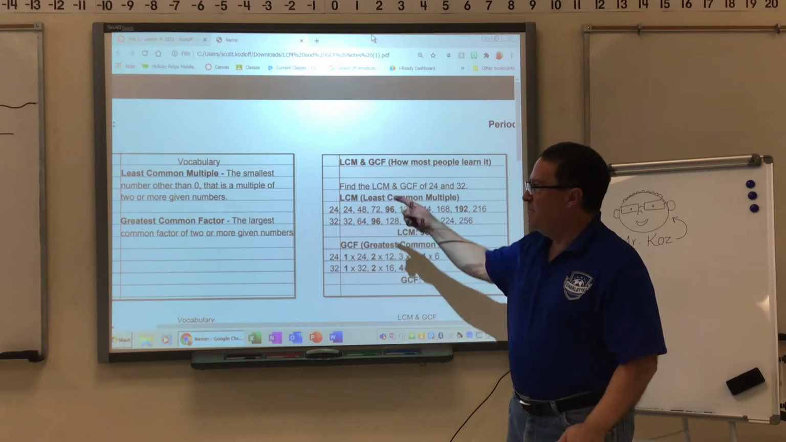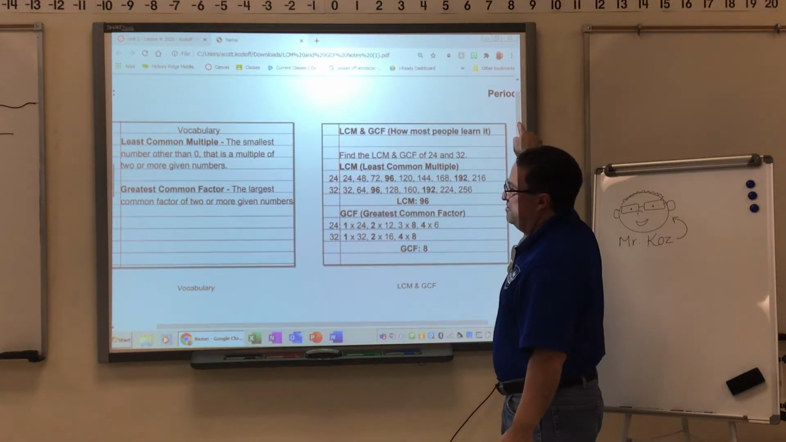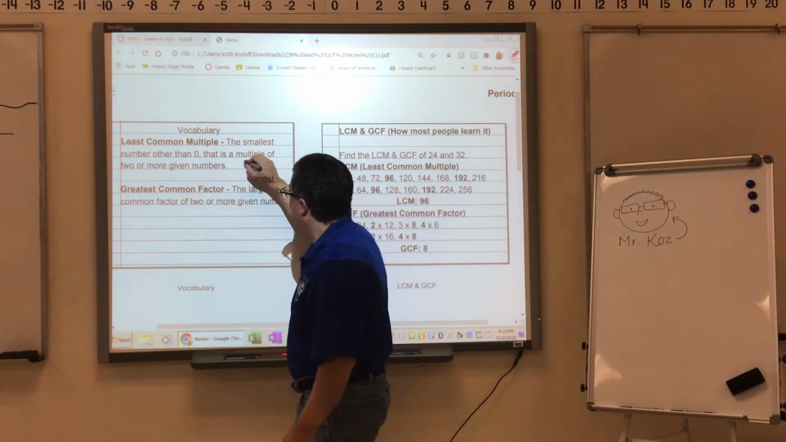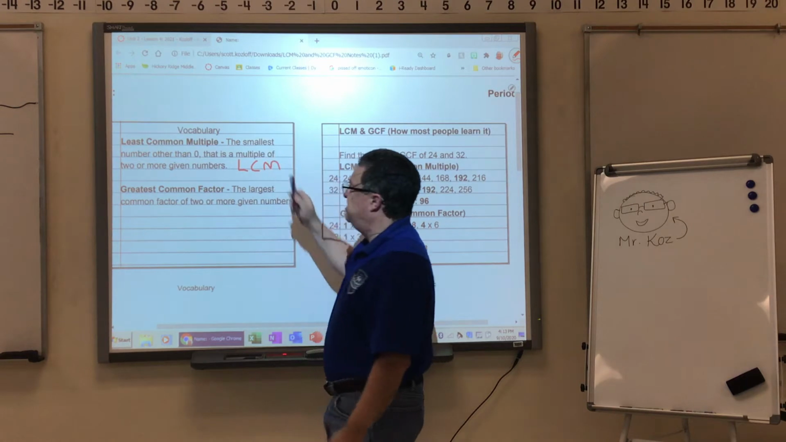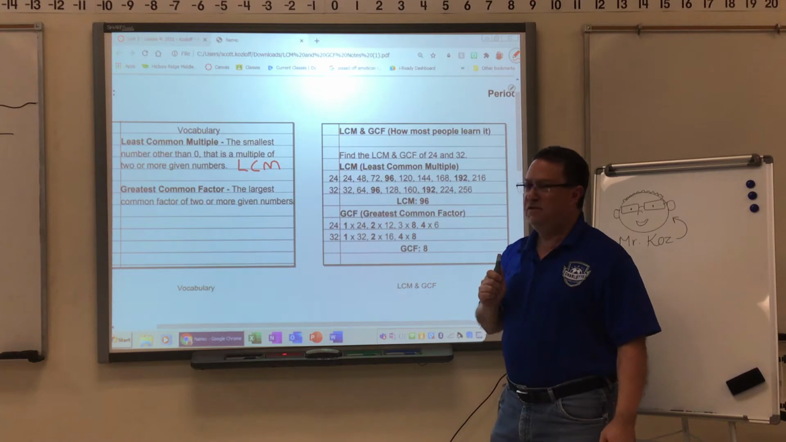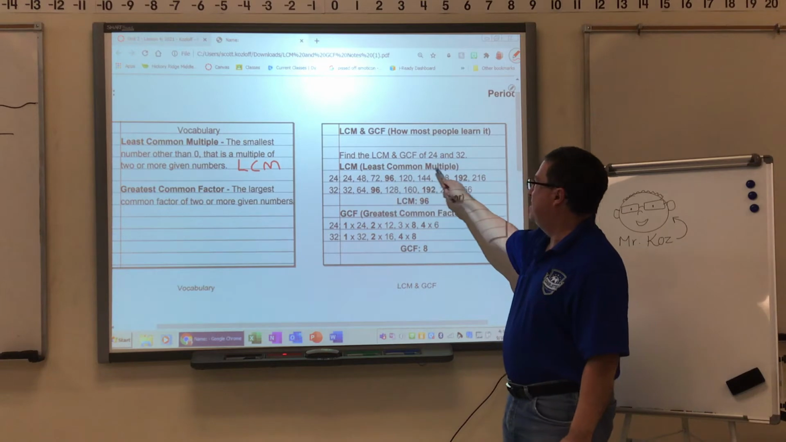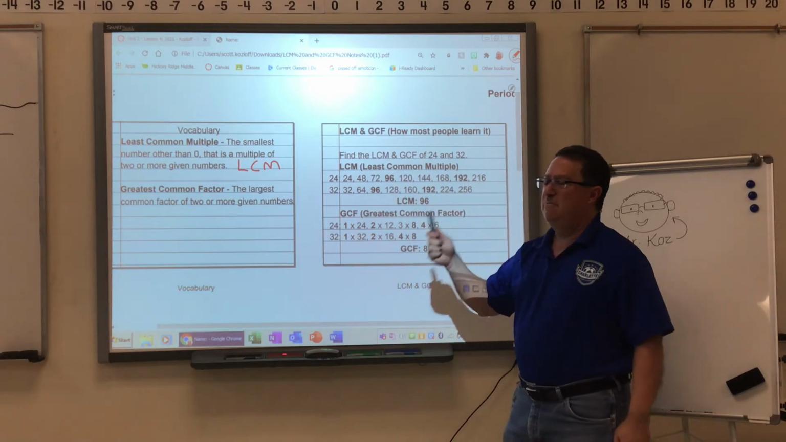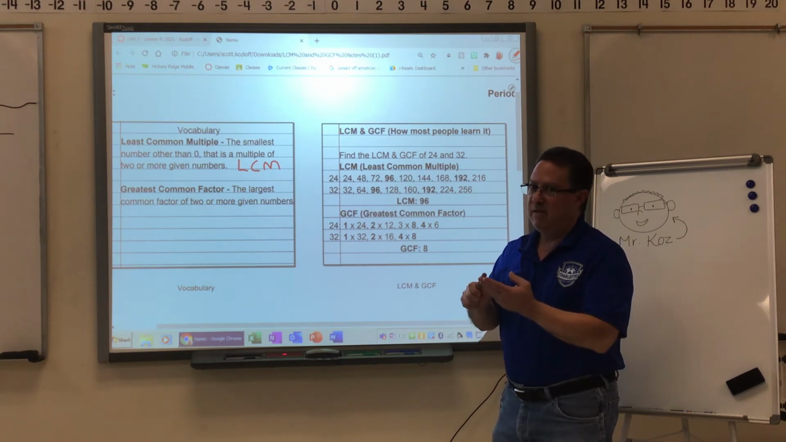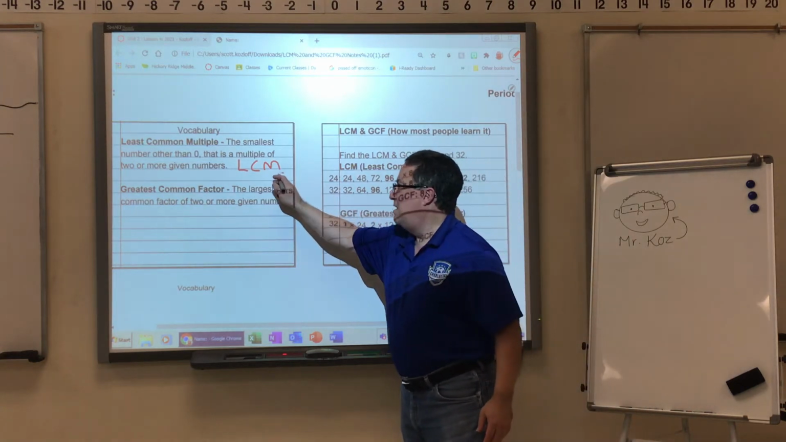So here we go. Least common multiple. Let's start with that because those are your definitions. The least common multiple, or LCM, is the smallest number, other than 0, that is a multiple of 2 or more given numbers. Okay? In other words, least common multiples are talking about what happens when we multiply that number by 1, by 2, by 3, by 4, by 5, etc. That's why it is called a multiple.